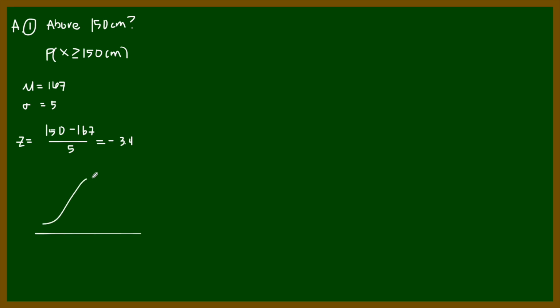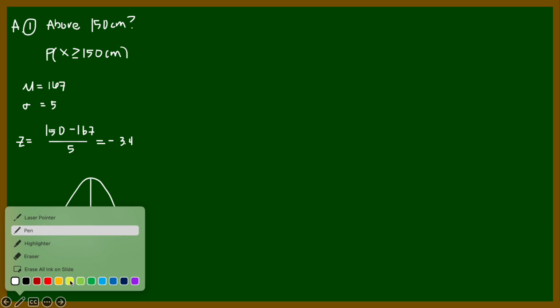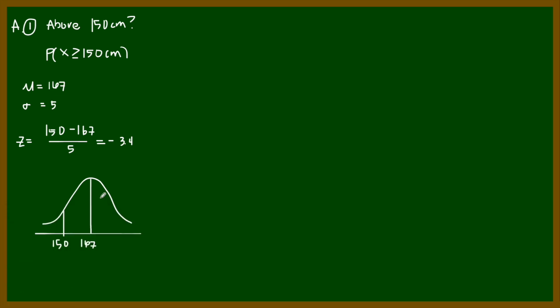Now, next is to draw the normal curve. So, let's say this is our x axis, and of course, this is the 167. And then, let's say this is the 150. And since we are referring to above 150, we are trying to hit those numbers greater than 150. So, all of that is included, class.